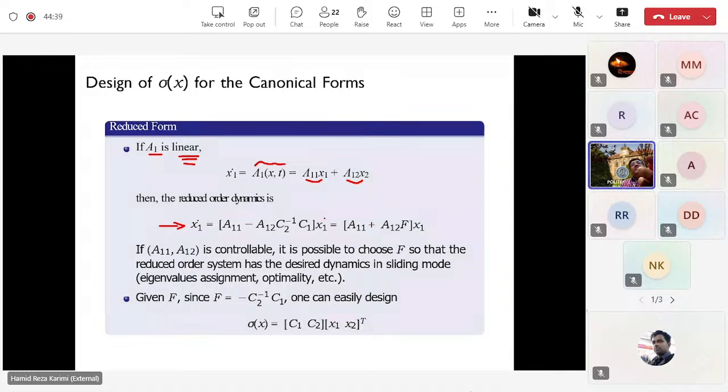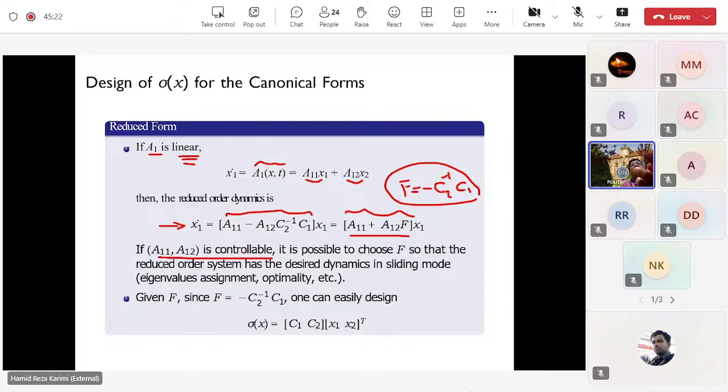The interesting point is that here you have a new matrix, this matrix and this matrix. If you choose the matrix F to be equal to minus C2 inverse C1, then based on this selection of F, you have this mathematical formulation. So now the whole stability goes to the eigenvalues of this matrix, and therefore you can choose F. If A11 and A12 are controllable, in this case you are able to choose it. But you know about controllability.